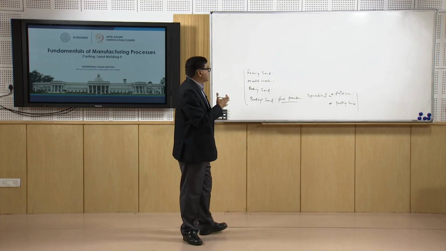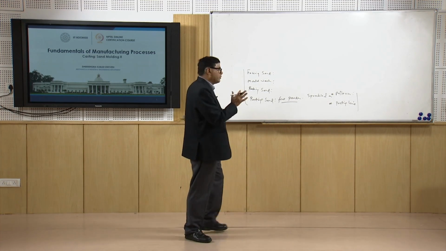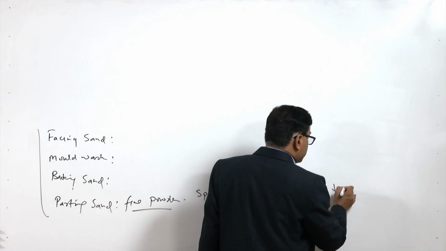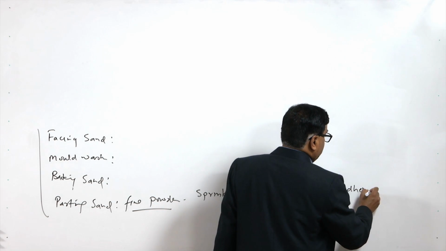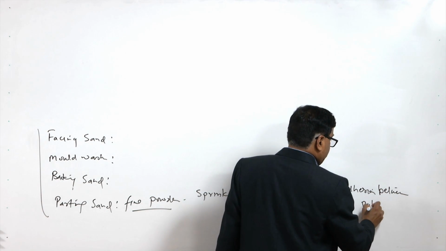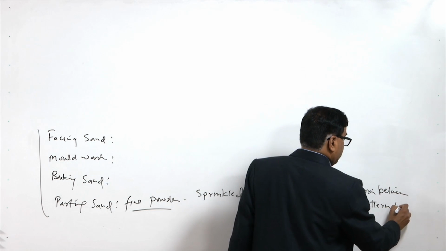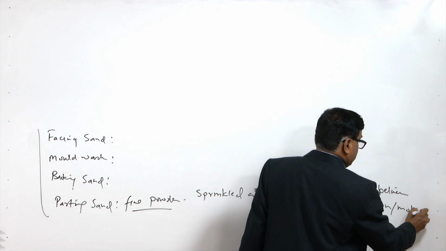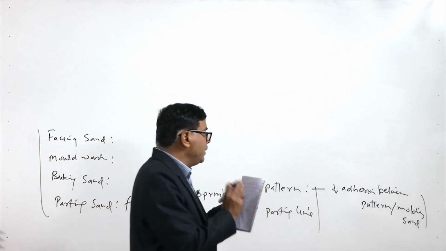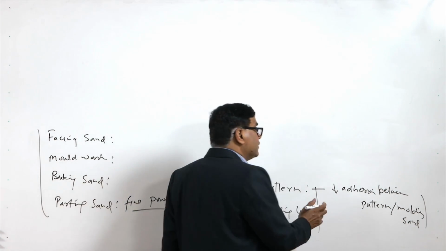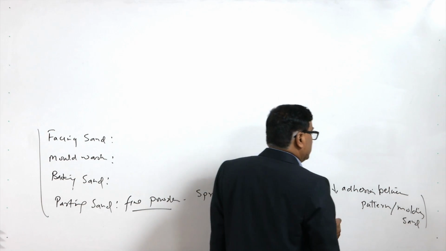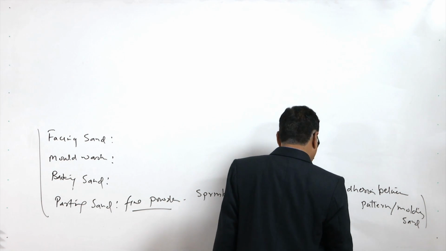So, the chances for the damage of the mould walls are reduced. So, basically it helps to reduce the adhesion between the pattern and moulding sand. Because if the moulding sand clings or gets adhered to the pattern, then it will have the increased tendency of damaging the mould wall.